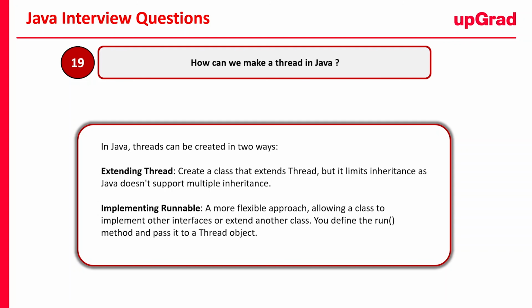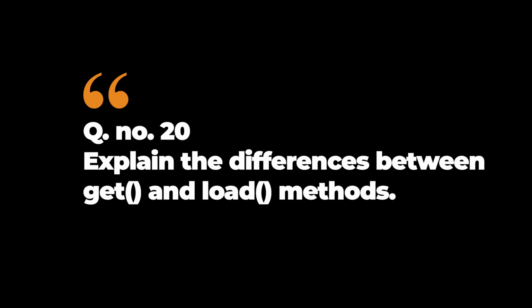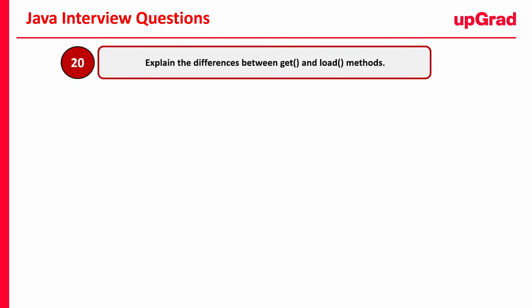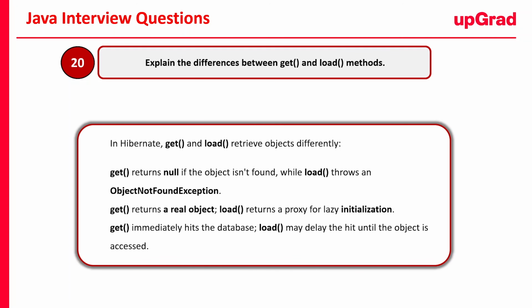Alright. Now coming to question number 20. Explain the differences between get and load methods. When you're asked about the differences between get and load in an interview, the interviewer wants to see if you understand how object retrieval works in Hibernate. So here's how you can explain it. The get and load methods in Hibernate are used to retrieve objects, but they behave differently. The get method returns null if the object isn't found, whereas the load method throws an object not found exception.